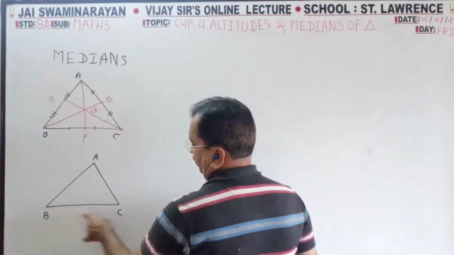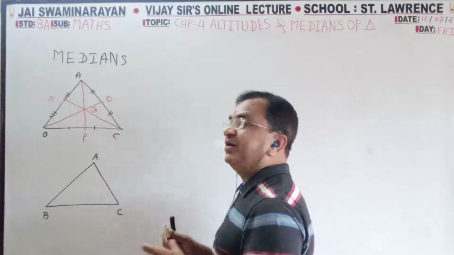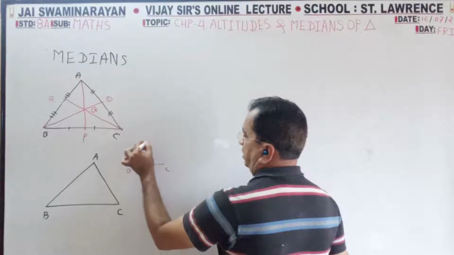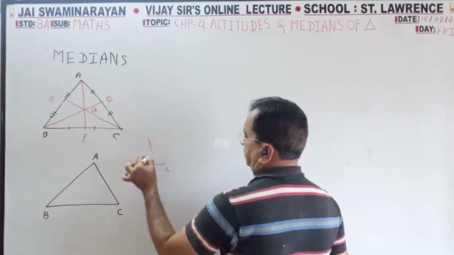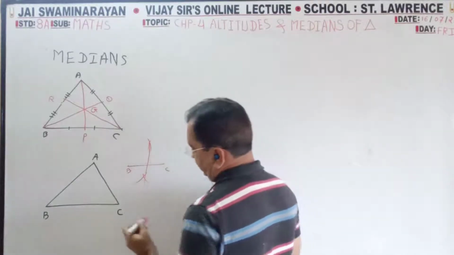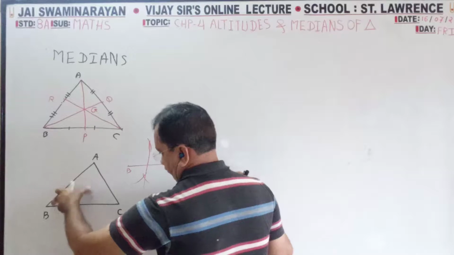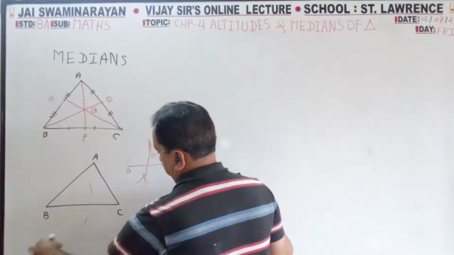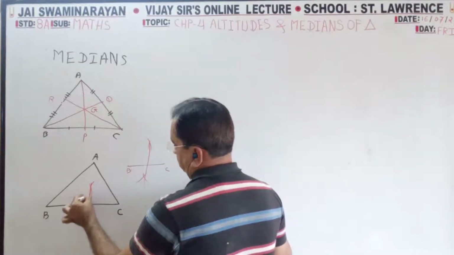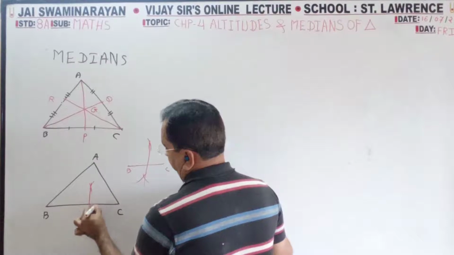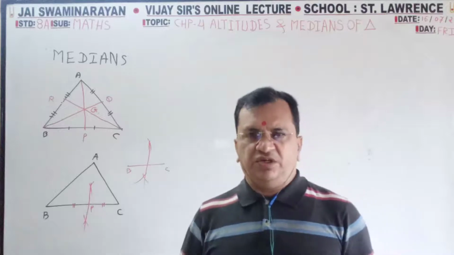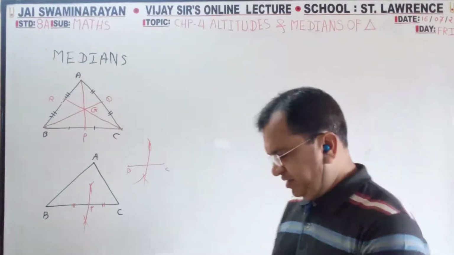Okay, I want to find out the midpoint of BC. So from B, upside and downside. From C, upside and downside. Like this. From B 1, 2. From C 1, 2. So this is point P, the midpoint. Exactly the same you have to do for AB.